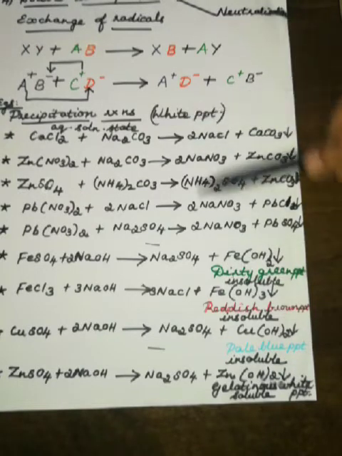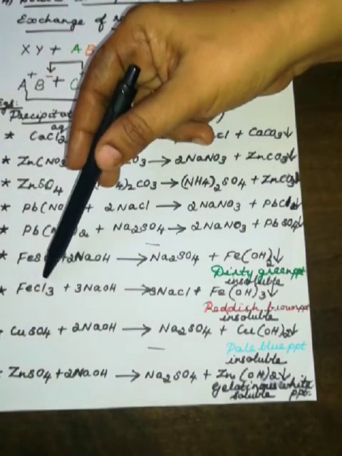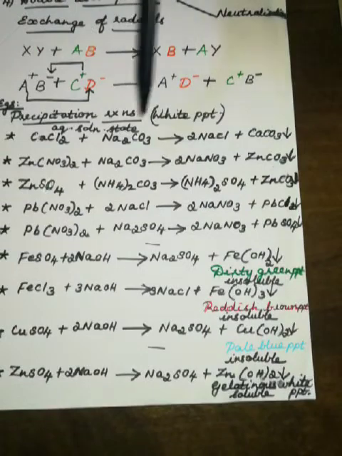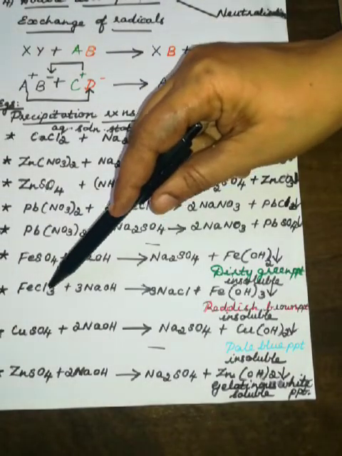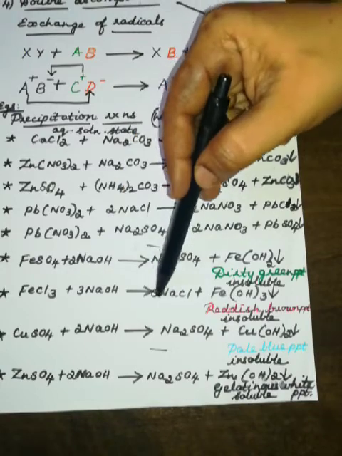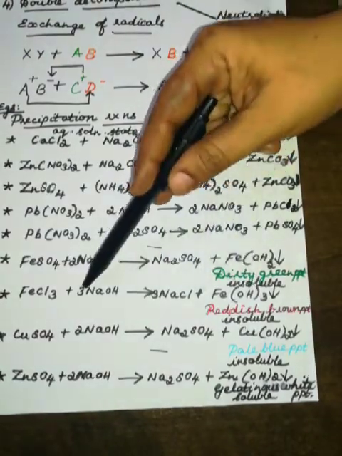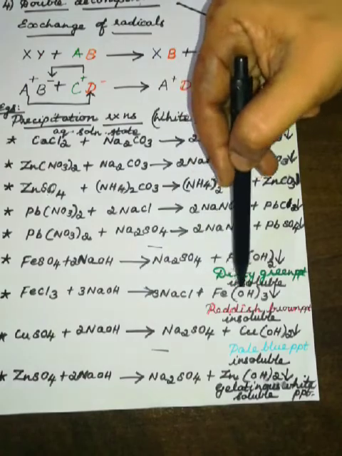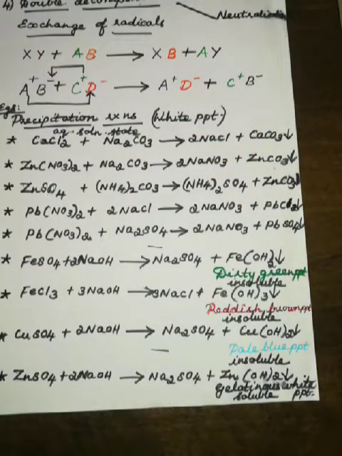So balancing the equation, you know how to balance it. Only for this ferric chloride I'll just explain; you can go through the other equations yourself. See, you have 3 chlorine, so write 3 here. Sodium is 3, so you can write 3 here. 3 hydroxide, 3 hydroxide.